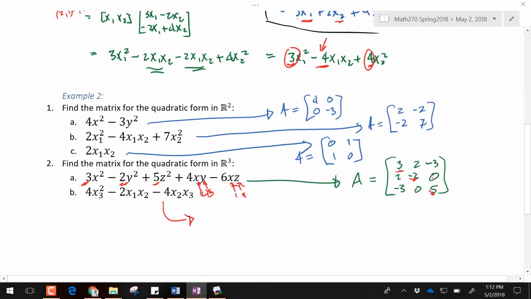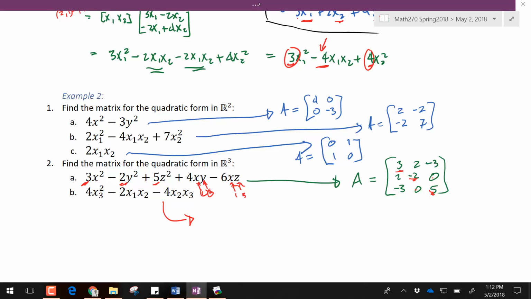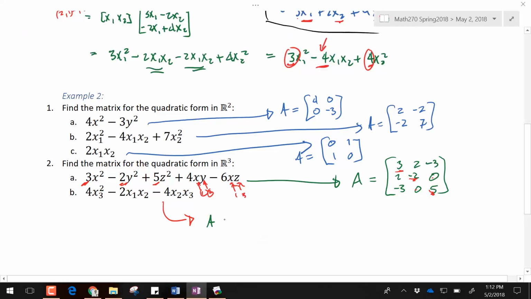Now, if I look at B, well, oh, I thought it was something different. Never mind. You guys got the picture, right? Let's do B real quick. What should this be? So 0, negative 1, 0 again. Would this be negative 1, 0, and so this is where the negative 2 goes? 0, negative 2, 4. Okay.